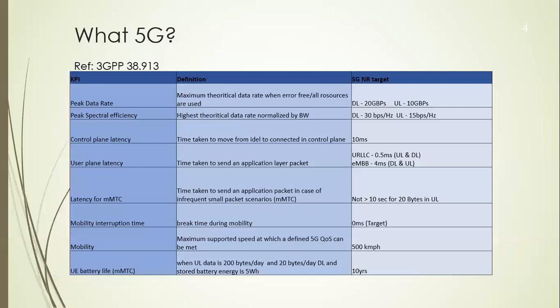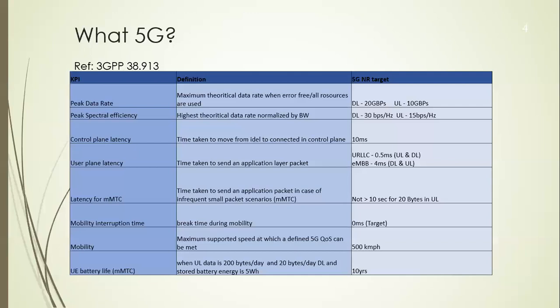And the last and final KPI is UE battery life. This is mainly for IoT devices, as I quoted earlier, for electrical meters or any such IoT devices. When the device has to send 200 bytes per day of data and receive 20 bytes per day in the downlink direction, when 5 watt hours of energy is stored in the battery, the battery is supposed to provide the energy for 10 years.